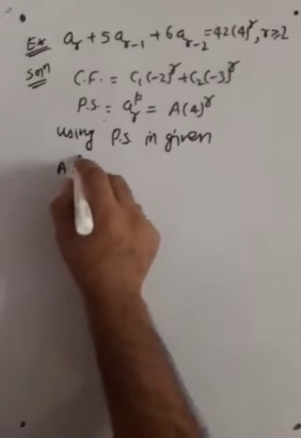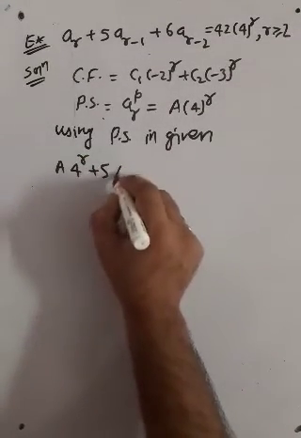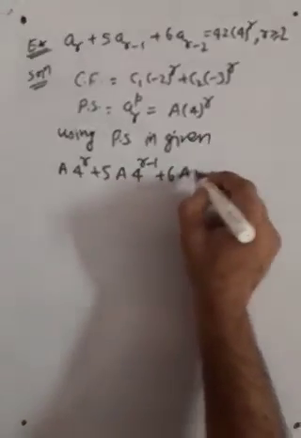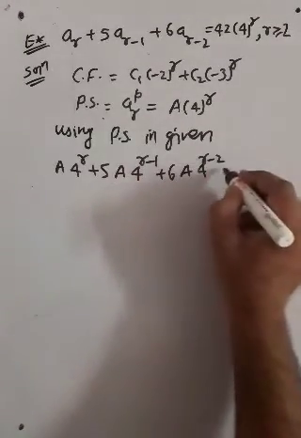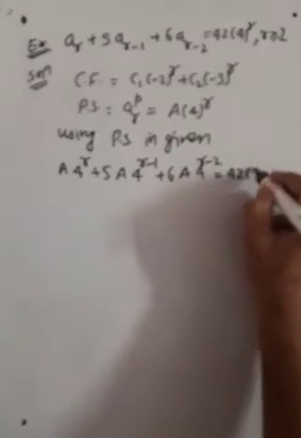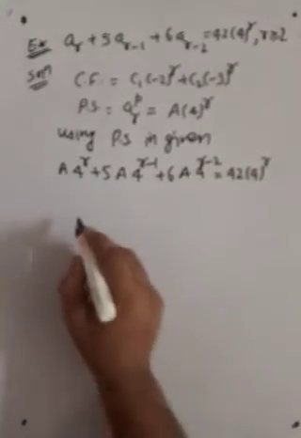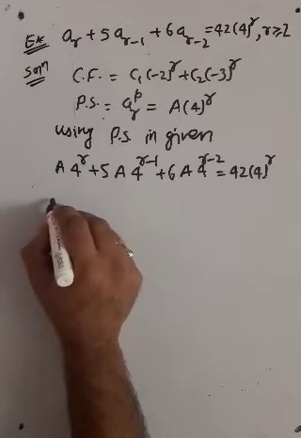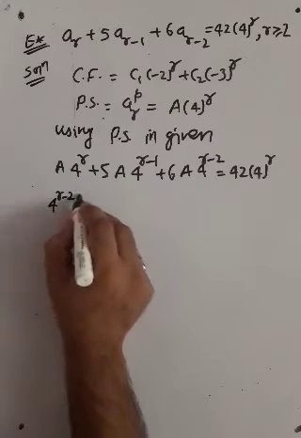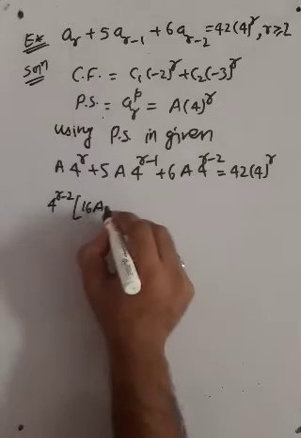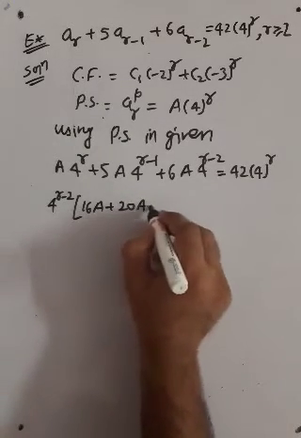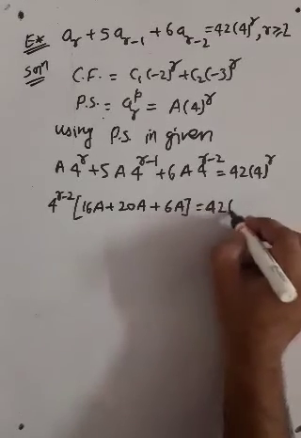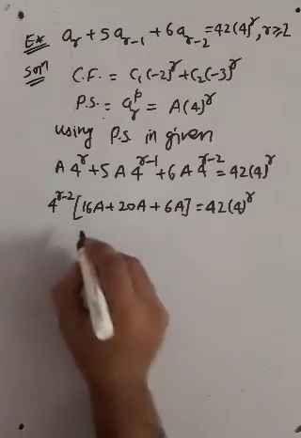capital A 4 power R plus 5 capital A 4 power R minus 1 plus 6 capital A 4 power R minus 2 equal to 42 4 power R. It implies, taking 4 power R minus 2 as common, then this will be 16A, 20A, 6A is equal to 42 4 power R.